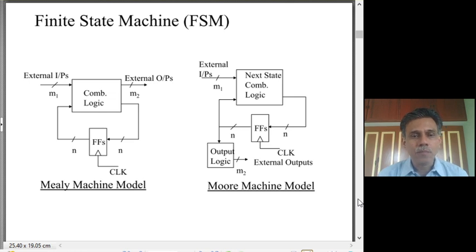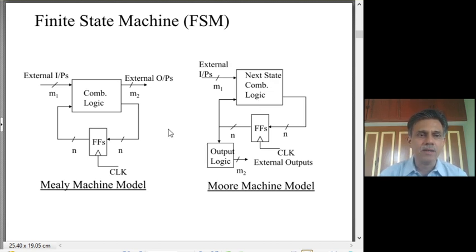Now we mentioned that there are two categories of FSMs, the Mealy FSM and the Moore FSM. The basic difference is that in the case of the Mealy finite state machine model, the outputs are a function of the present input as well as the present state, whereas in the case of the Moore finite state machine model, the output is purely a function of the present state, and it does not depend upon the present input.